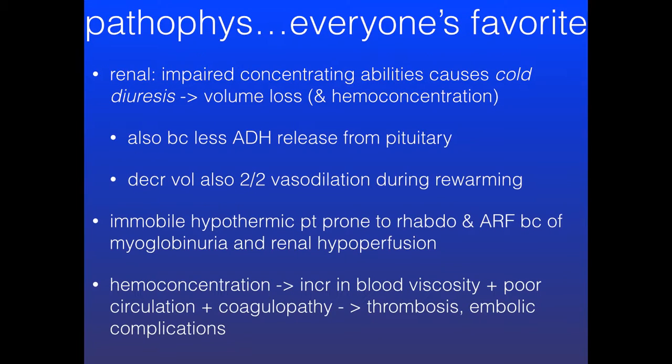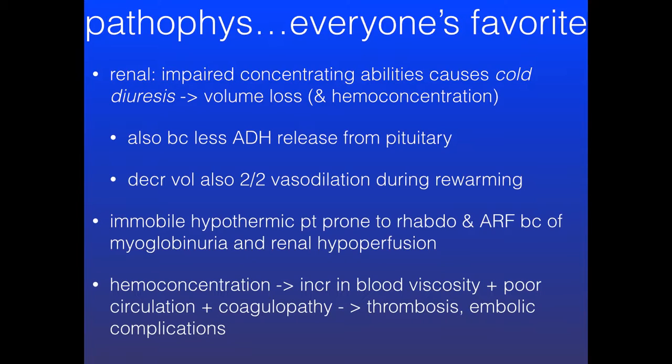So why do you get the decrease in blood volume? There's two main reasons. One is that the kidneys themselves are going to start to lose their concentrating ability, and the pituitary is also going to start to release less antidiuretic hormone. So both of these are going to cause a cold diuresis, and so that's why you get your volume loss and hemoconcentration from that.